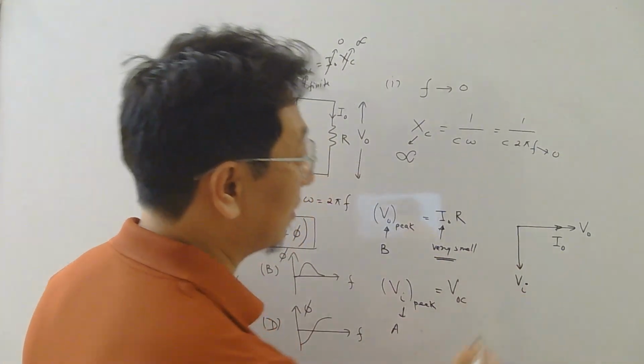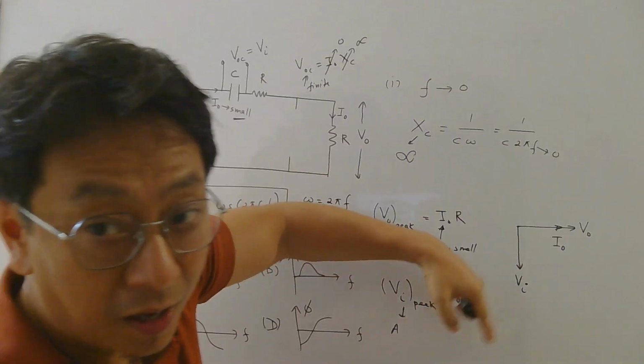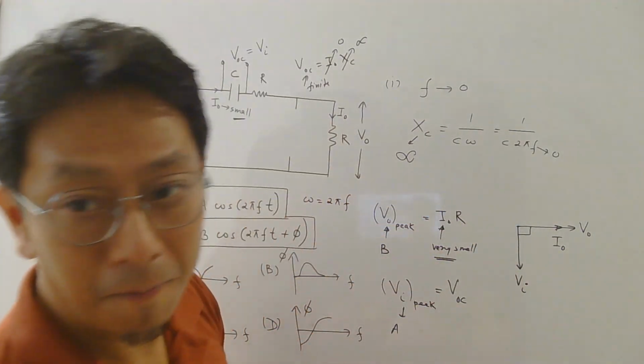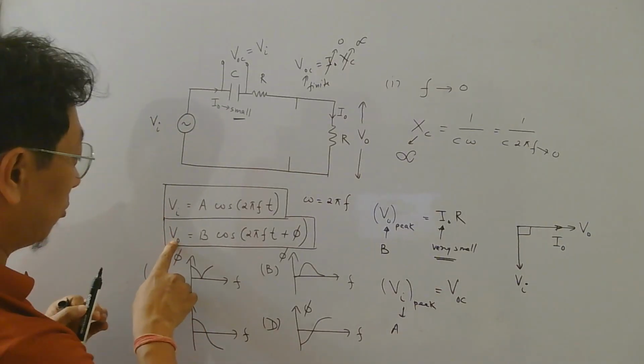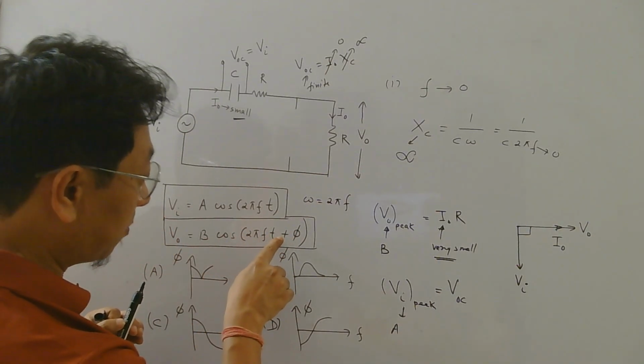So what do we see? At very low frequency, output voltage is ahead of input voltage by 90 degree. And here also they have given output voltage is ahead in phase because this is written as plus phi.